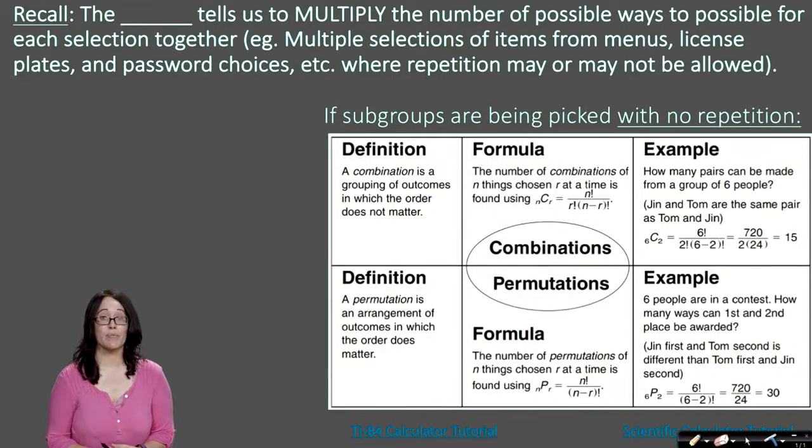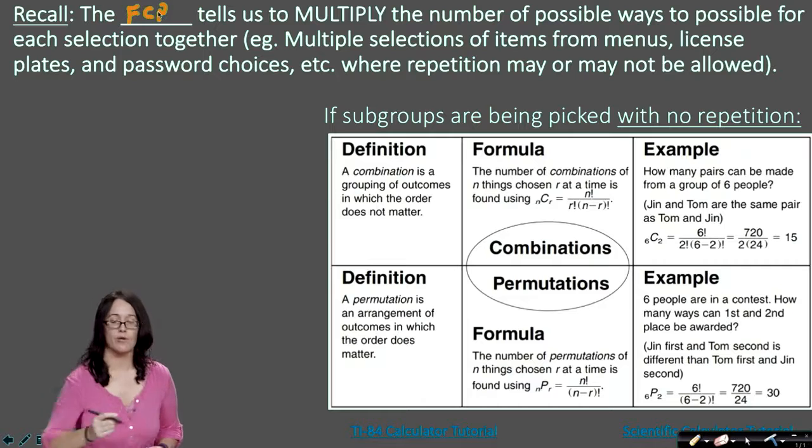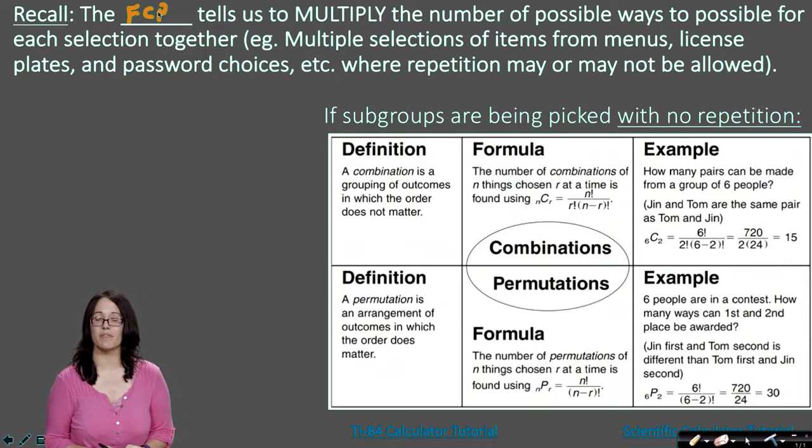In this video, we introduce the difference between permutations and combinations. Let's get started. So remember, last time we talked about the fundamental counting principle, or the FCP. What did the FCP do? Well, it told us that we could multiply the number of possible ways for each selection to happen.